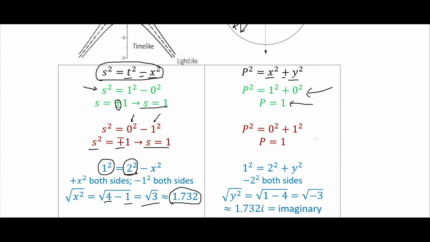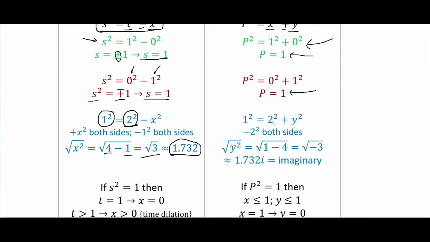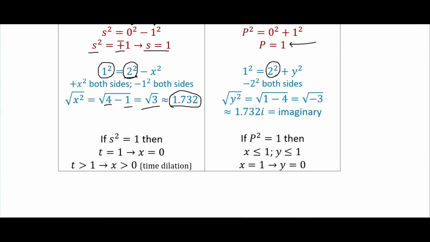0 squared plus 1 squared, p will equal 1. But then if we try putting a 2 here in our x and then solve for y, what we end up getting is the square root of 1 minus 4, which is the square root of minus 3, which is essentially the square root of 3 times i. So that's imaginary, which means that it doesn't make any physical sense.